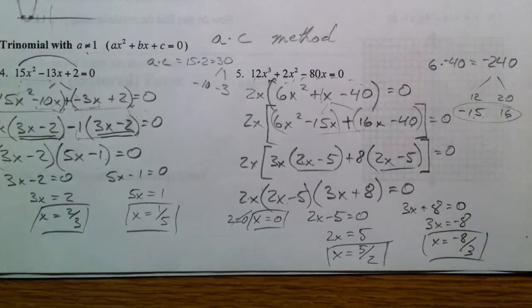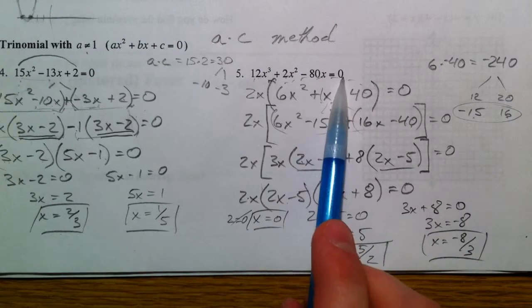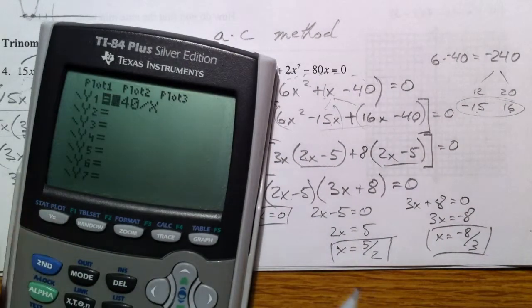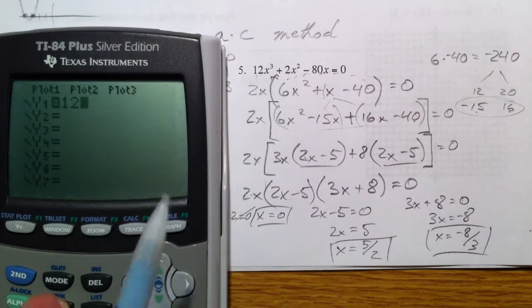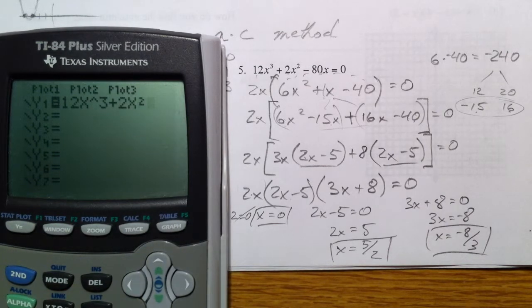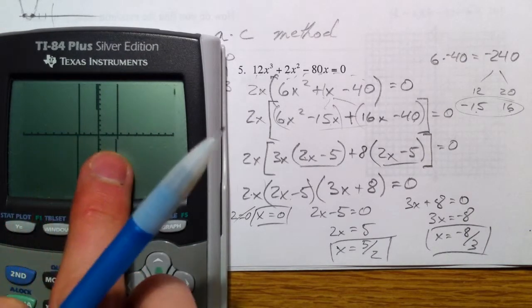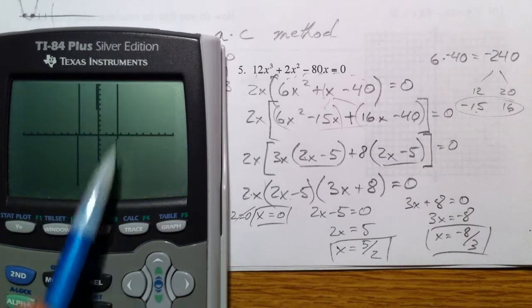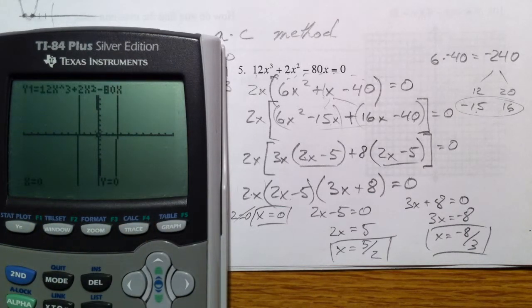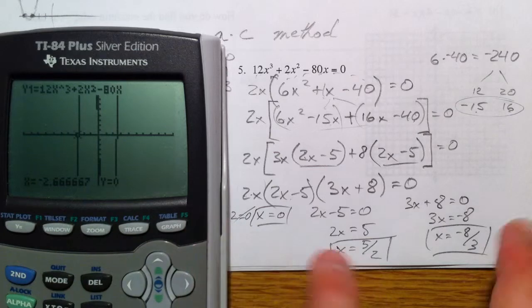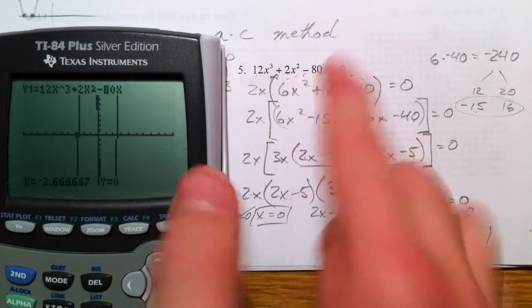There you have it. Reminder, all of these, if you set them equal to y, you can find the graph of 12x cubed plus 2x squared minus 80x. So it's going up, coming back down, and going up. If you hit trace, you can just double check this real quick, that when you plug in 0, you get 0. When you plug in 5 divided by 2, you get 0. When you plug in negative 8 thirds, you get 0. And obviously you could also plug this back into these, and you better get 0 because it better solve the equation. Just another way of doing it.